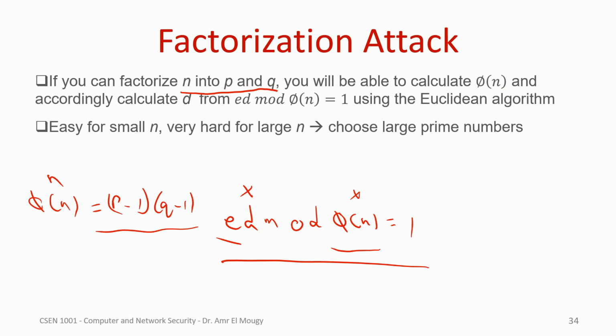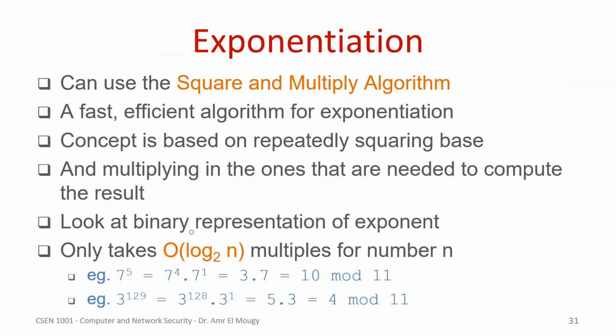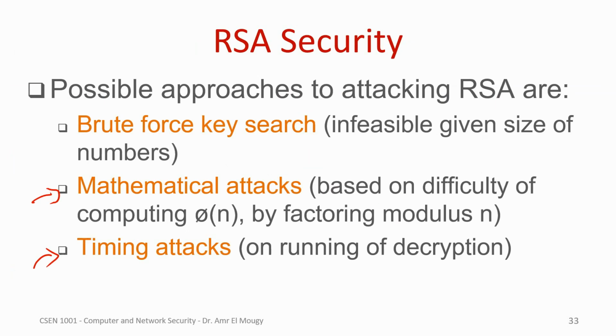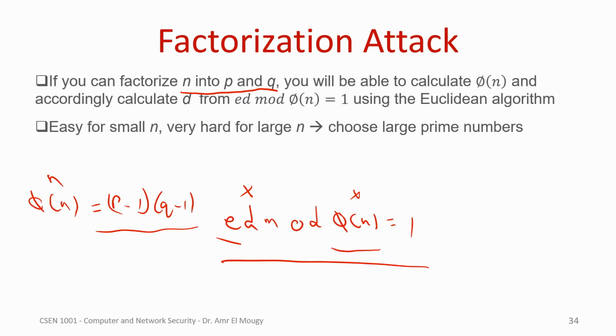Everyone knows it. The problem is if you want to factorize n, you have to factorize something that looks like that. You have to factorize a number that has 617 decimal digits. It's not a feasible attack. It's a very, very difficult one if the numbers that you chose are large enough. Everyone knows it. It is indeed difficult to execute.